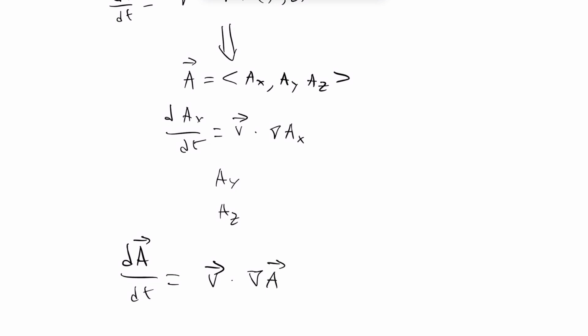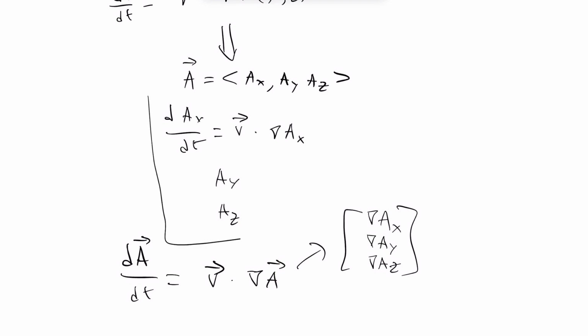Now, if we go back to what I was talking about before, I mentioned that the gradient is usually applied only to scalar functions. But in this case, we're just going to define the gradient of a vector as the vector that consists of the gradient of each of its components. So the gradient of ax, the gradient of ay, and the gradient of az. And we can see how mathematically, if we dot that with the velocity vector, we just essentially get these equations that we made up here. So this is a form that we'll very often see.